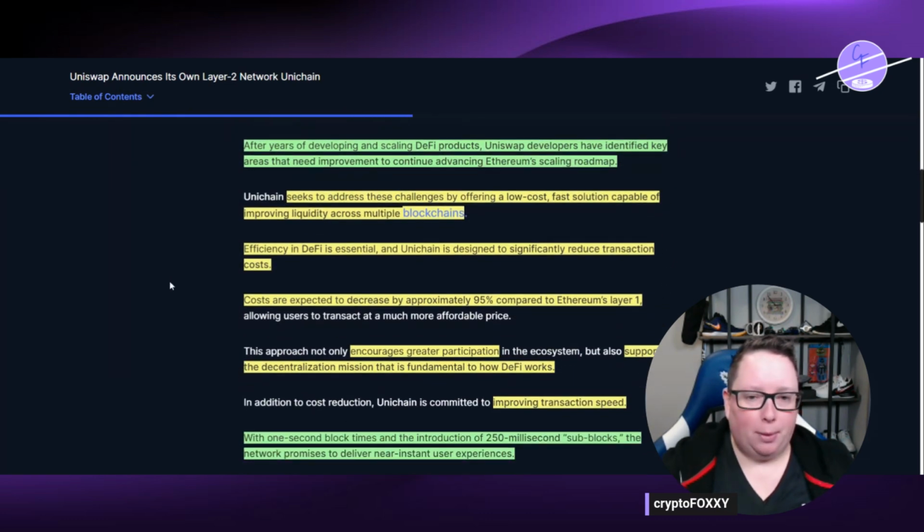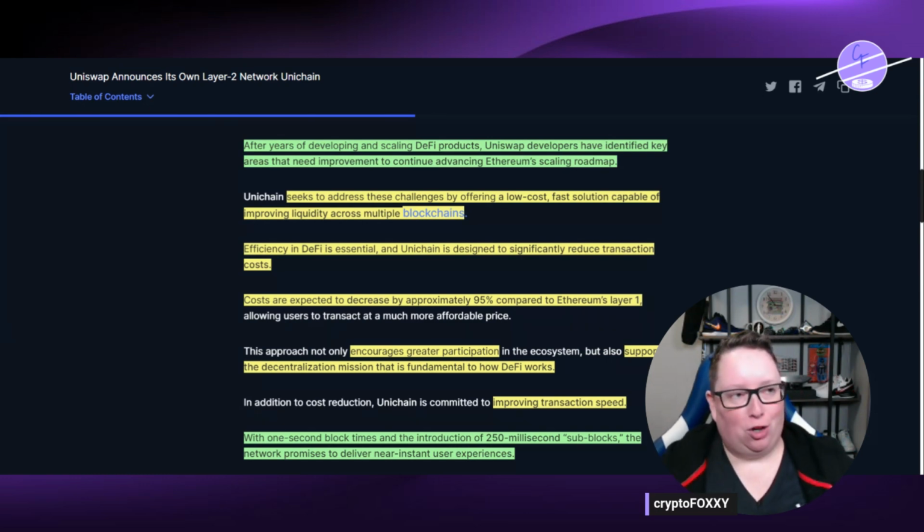After years of developing and scaling DeFi products, Uniswap developers have identified key areas that need improvement. I agree with this, to continue advancing Ethereum's scaling roadmap. Even though Ethereum costs a ton to transact on, gas fees, I've paid hundreds of dollars in gas fees last cycle, sometimes even just for one transaction. It's absolutely insane. But my profits outweighed the transaction costs is what I'm trying to say.